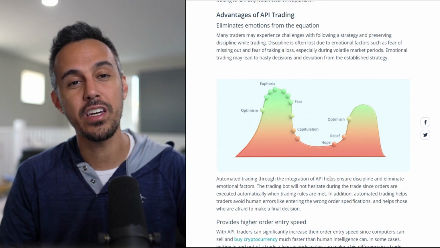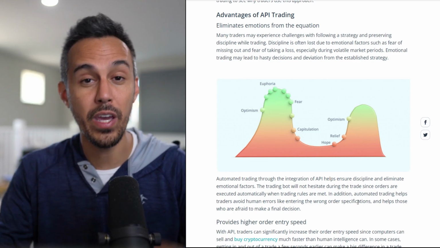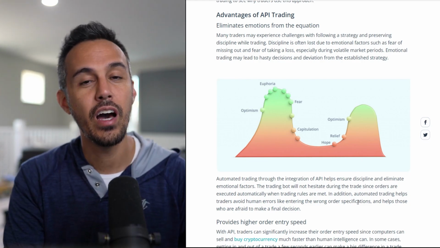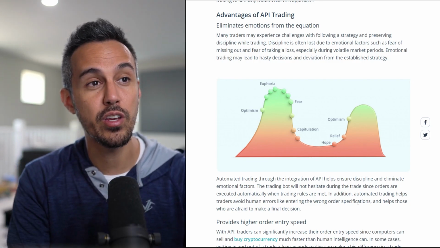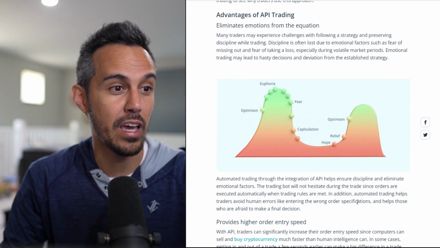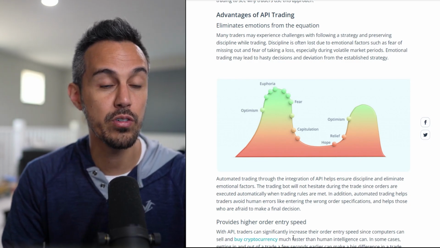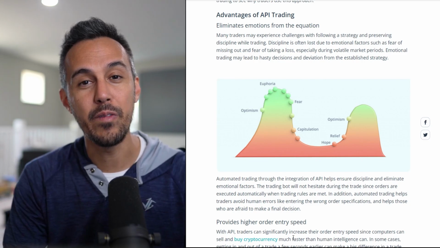I think the idea is that through APIs, they help you make the decision based off of historical data and things that you're feeling, helping you ensure that you're making the best bet based off actual data. They said the trading bot will not hesitate during the trade since orders are executed automatically when trading rules are met. So you have different trading rules, and you have those in place.